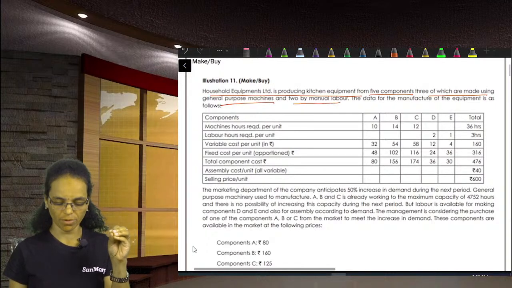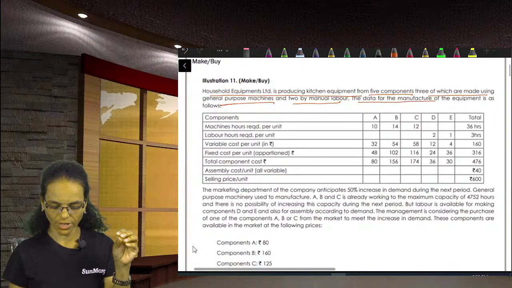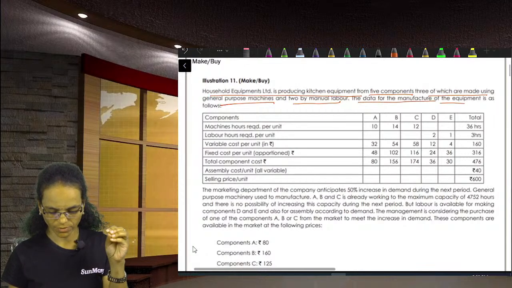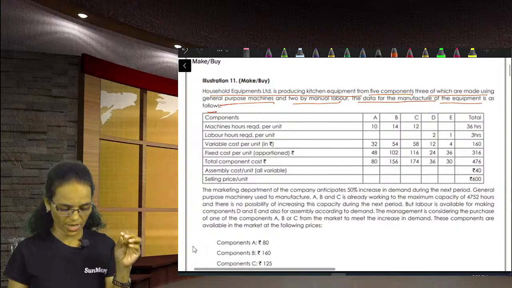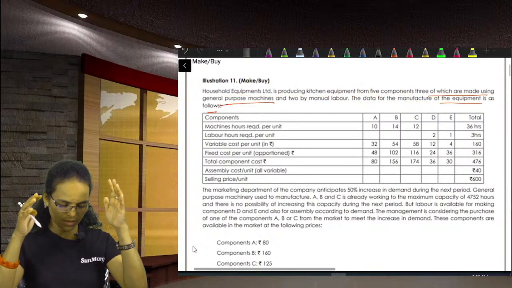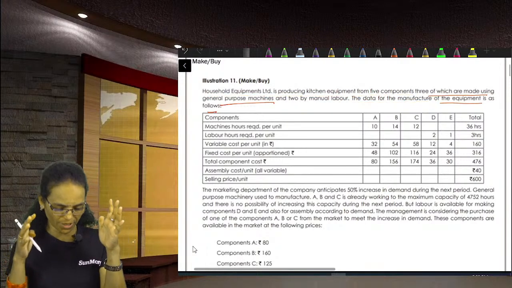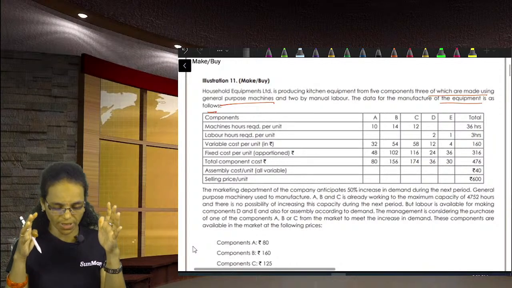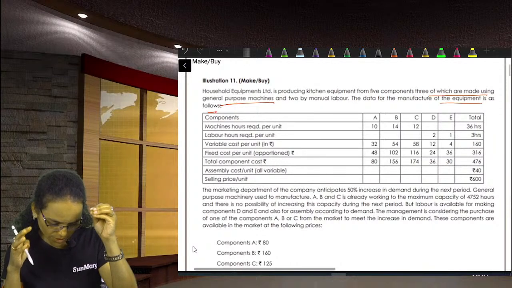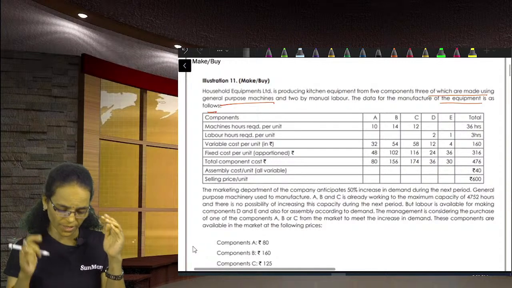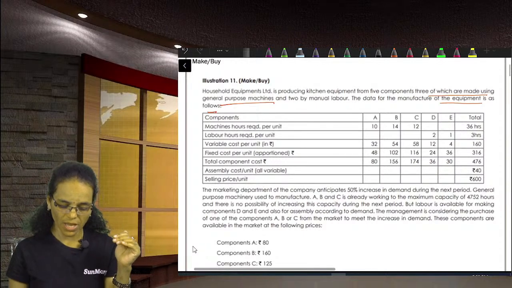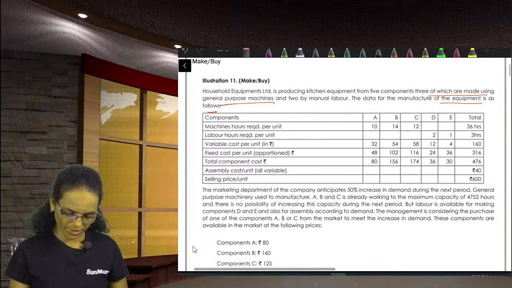Household Equipments Limited is producing kitchen equipment from 5 components, 3 of which are made using general purpose machines and 2 by labor. The data for the manufacture of the equipment is as follows. See, there is a household equipment limited company. This is producing one kitchen component. For that it requires 5 components.